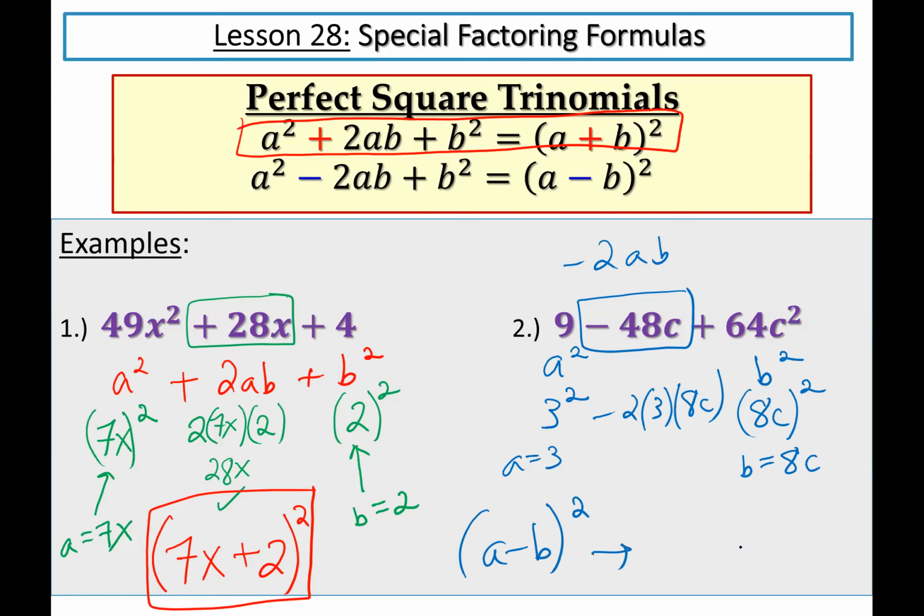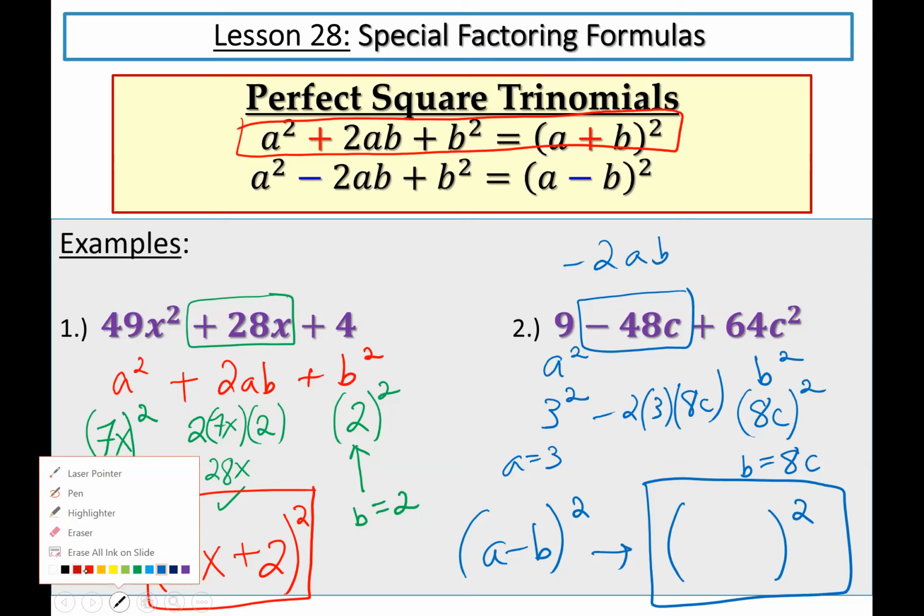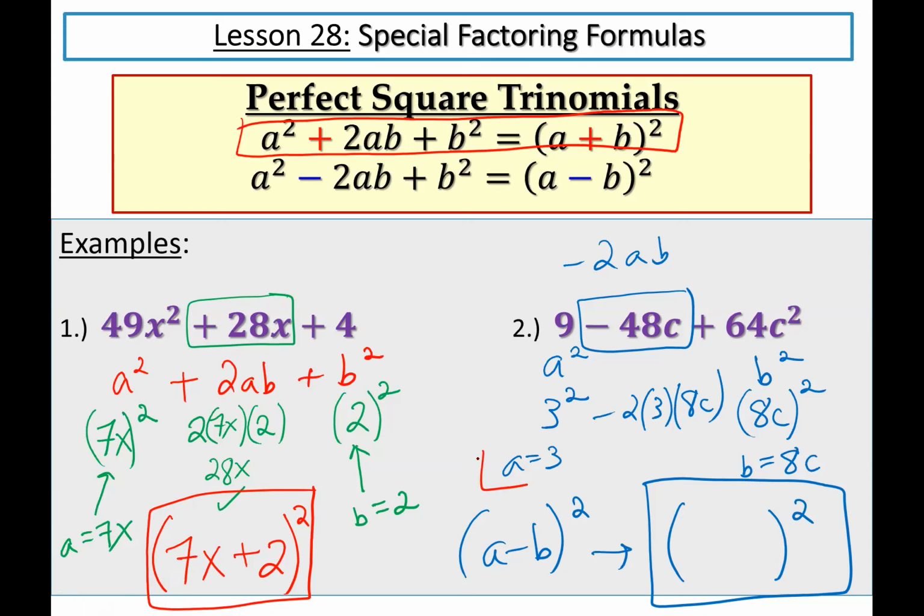So let's do that, setting up my parentheses, writing my 2 exponent on the outside. The question is just now, what do I put in the parentheses? Well, a minus b. Well, what's a? We decided that a was 3. So I'll start with 3 minus, and we also decided that b was 8c. So we could write parentheses 3 minus 8c parentheses squared. That would be how to work through it using the formula.